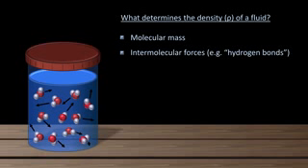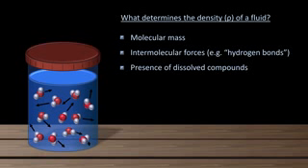Other determinants of density include the presence of dissolved compounds, as dissolving something like salt or sugar in water tends to impact the mass of the liquid much more than it changes its volume. Temperature also impacts density, with higher temperatures leading to lower densities and lower temperatures leading to higher ones.